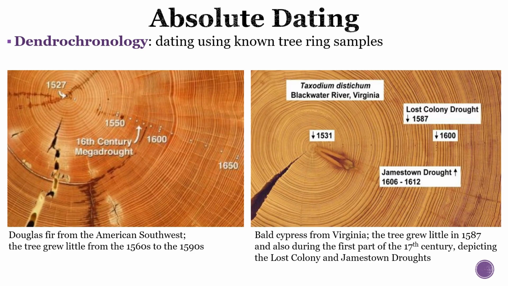Similarly, that tight band from 1606 to 1612 coincides with the Jamestown drought, where we know that the population of the settlement of Jamestown suffered greatly, and there was a famine and there was a drought. And as a result, not only did the population become decimated, but a few of the inhabitants of Jamestown even turned to cannibalism.